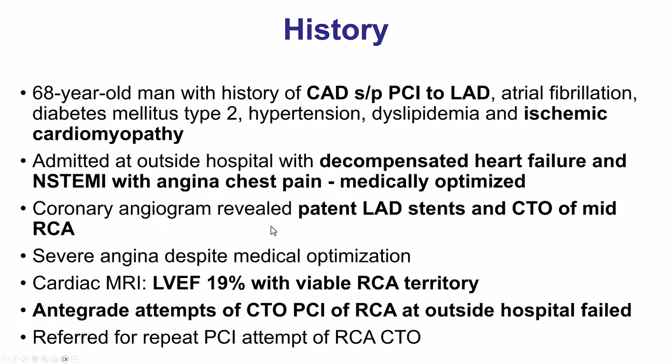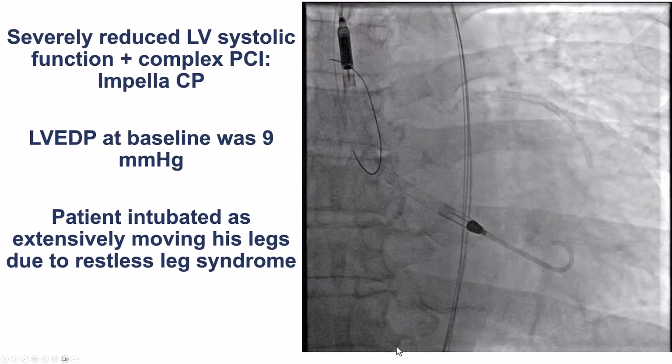The patient was a gentleman who had ischemic cardiomyopathy. He had a non-ST elevation myocardial infarction with refractory angina despite optimal medical therapy. He did have an ejection fraction of 19%. He had an RCA CTO with viable RCA territory, and he had an unsuccessful attempt at recanalizing the right coronary at an outside hospital and was referred to us for recanalizing the right coronary artery.